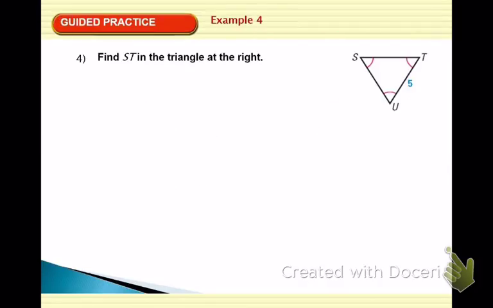Okay? Now, find the length of ST here. Well, it's an equiangular triangle, therefore all the opposite sides are exactly the same. So if this guy is 5, that means ST is 5. Okay? Easy enough.